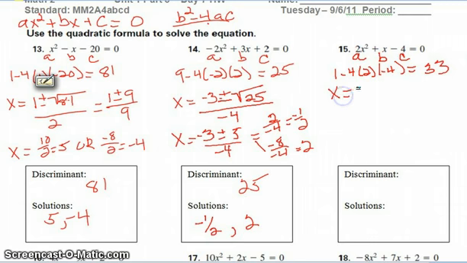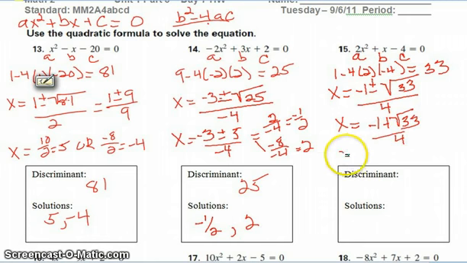x equals negative 1, the opposite of b, plus or minus the square root of our discriminant, which is 33, all over 2a, and 2 times 2 is 4. So x is going to equal either negative 1 plus the square root of 33 over 4, or x is going to equal negative 1 minus the square root of 33 over 4.